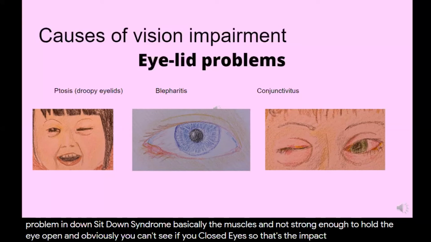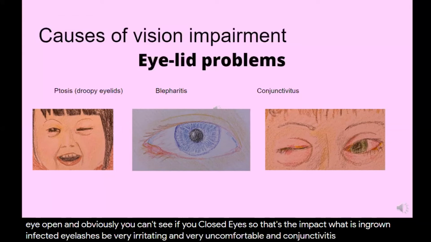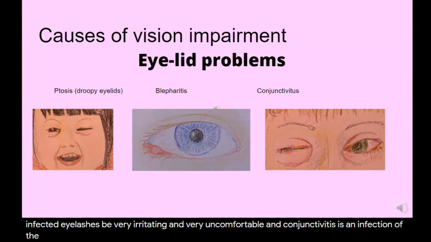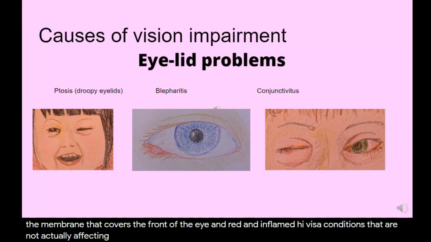Blepharitis, which is ingrown and infected eyelashes, can be very irritating and very uncomfortable. And conjunctivitis is an infection of the membrane that covers the front of the eye, becoming sort of red and inflamed. This is often called pink eye. Again, these are conditions that are not actually affecting vision, but are uncomfortable and inconvenient.